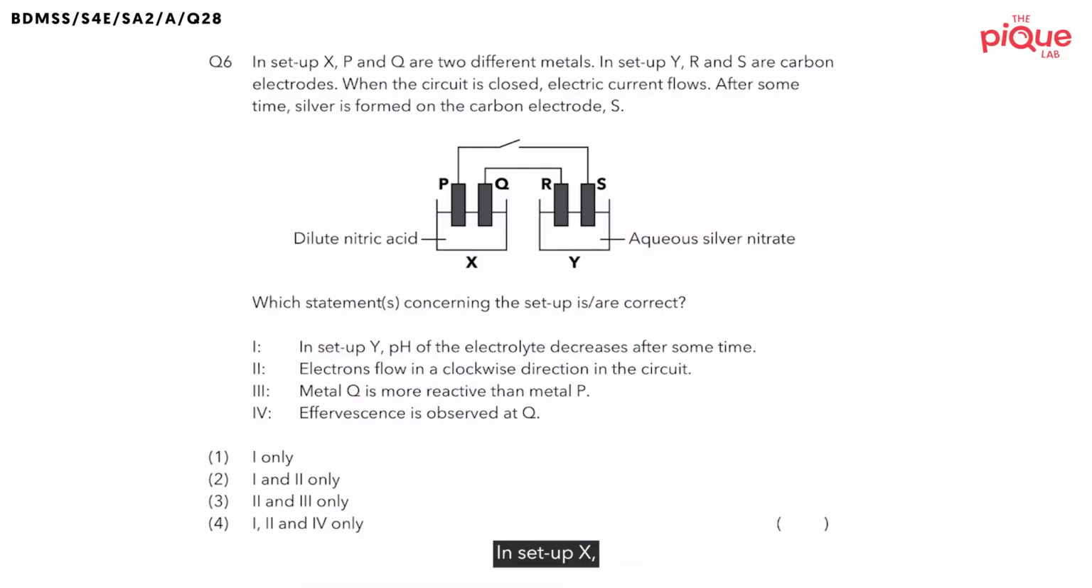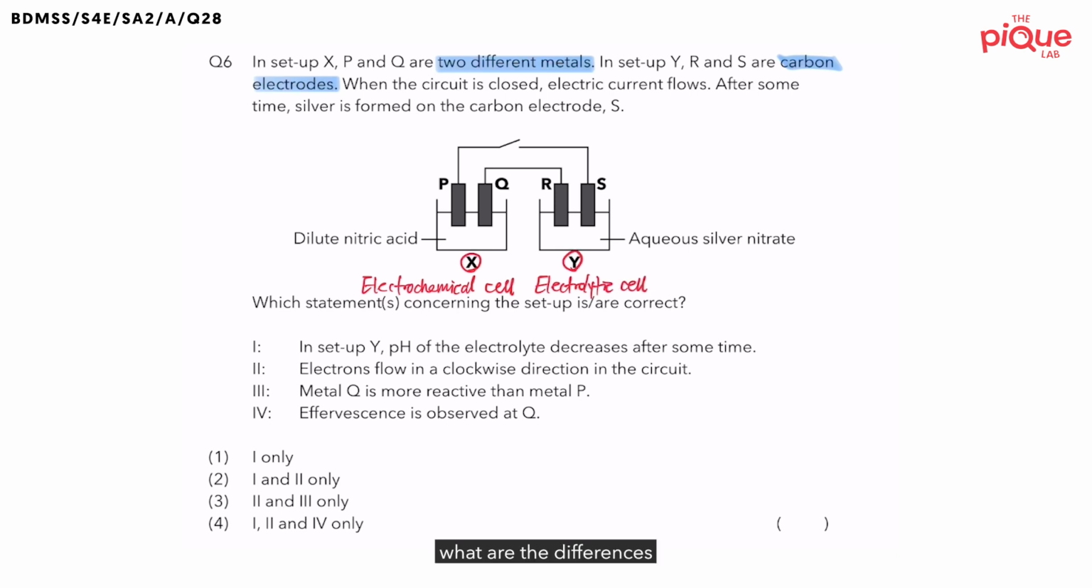In setup X, P and Q are two different metals. The phrase, two different metals, suggests that X is an electrochemical cell. On the other hand, in setup Y, R and S are carbon electrodes. These suggest that Y is an electrolytic cell.